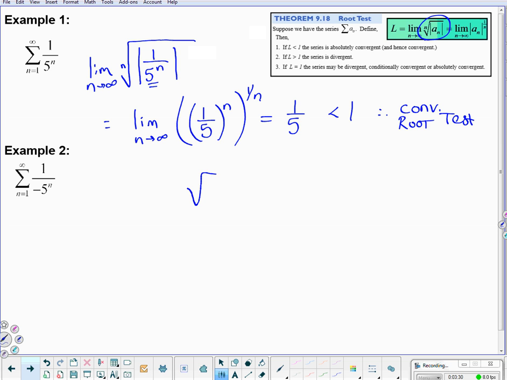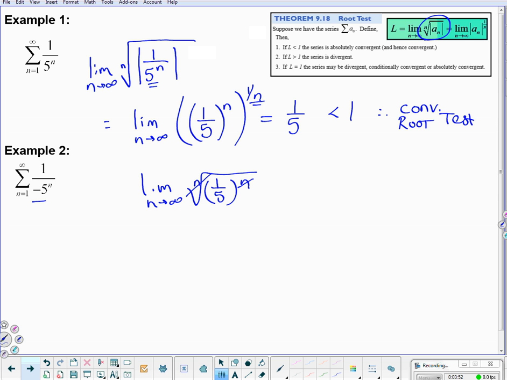You also could have written this as the nth root of (1/5) to the n, and same conclusion, right? It's just how you like working with the radicals, or would you rather write with a rational exponent? Your choice. All right, nice and easy one.